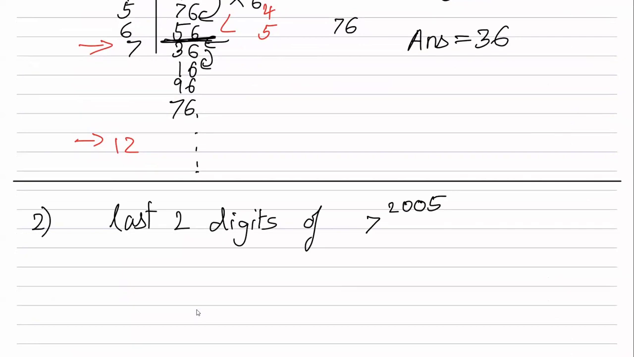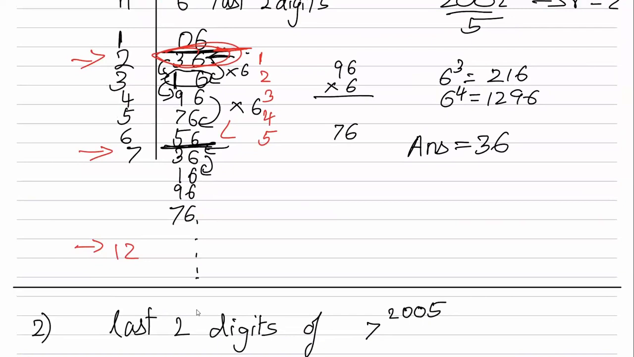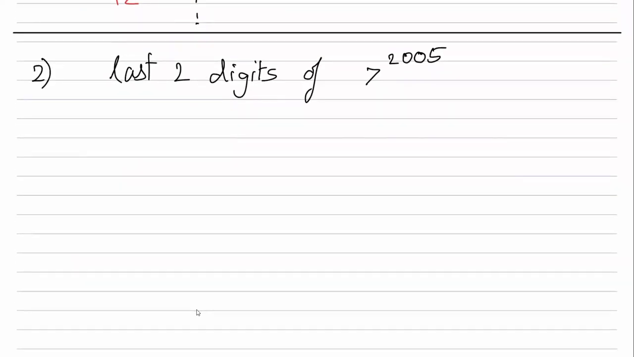So do this question. Find the last two digits of 7 to the power 2005. Now everyone who saw the previous solution, try listing in the same manner. You need the last two digits only.